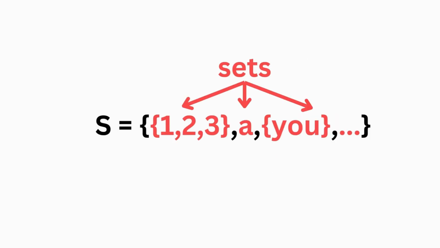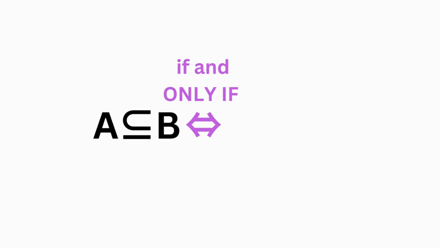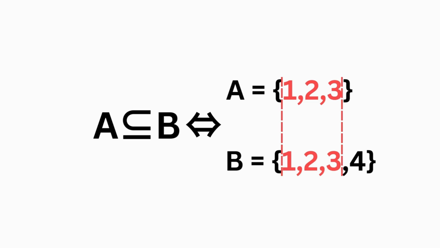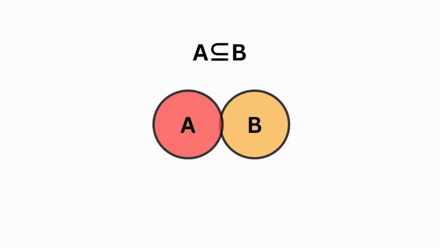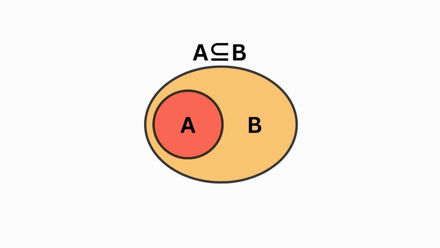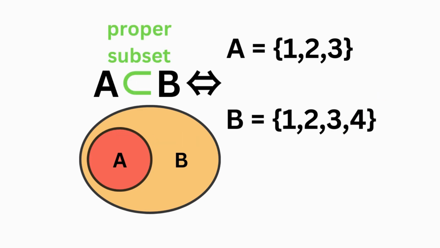And a set that is an element of other sets is called a subset. A is a subset of B if and only if all elements of A are also elements of B. To visualize this, we could use the Venn diagram. For example, this is set A, and this is A is a subset of B. And this is if and only if all elements of A are also elements of B. If B contains elements that are not in A, then A is a proper subset of B.